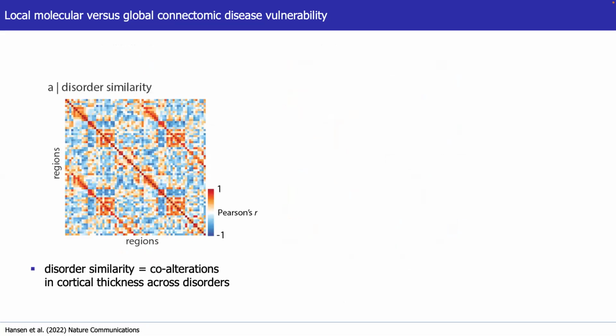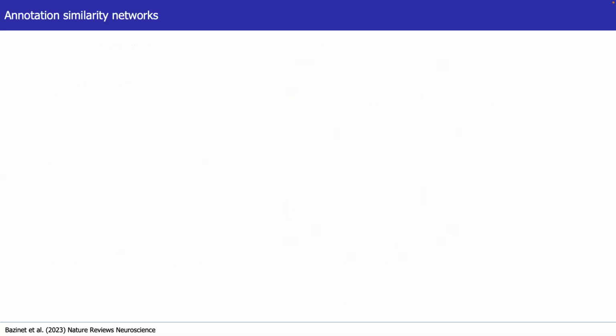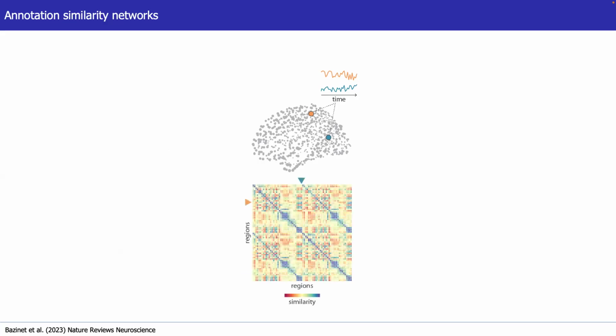And then I'm just going to skip this, but show you the very last thing, which is that now that we have these biological annotations, we can cross-reference them to structural and functional connectivity that we get from MRI, but we can actually also use them to build new types of networks. So this is one way that we can build an annotation similarity network that we're very familiar with.